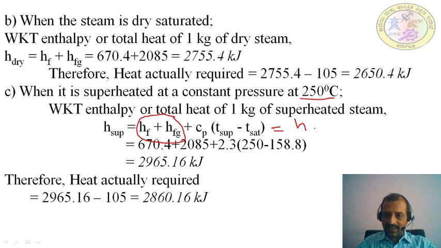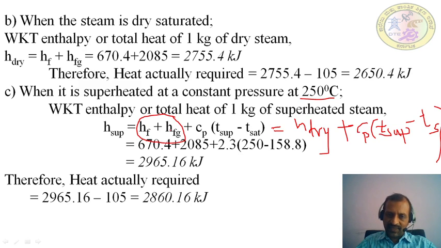Or instead of this, I can write one more equation. This is H dry. H dry plus Cp into (T sup minus Ts). So it is one more equation. Instead of writing HF plus HFG, you can write it directly as H dry, because you have already calculated H dry here. If you calculate this value, it works out to be 2965.16 kilojoule.